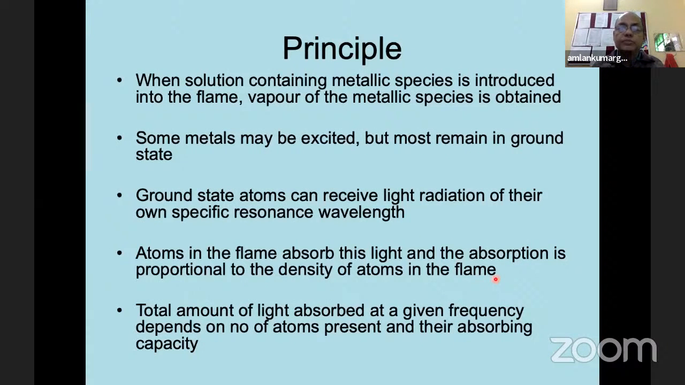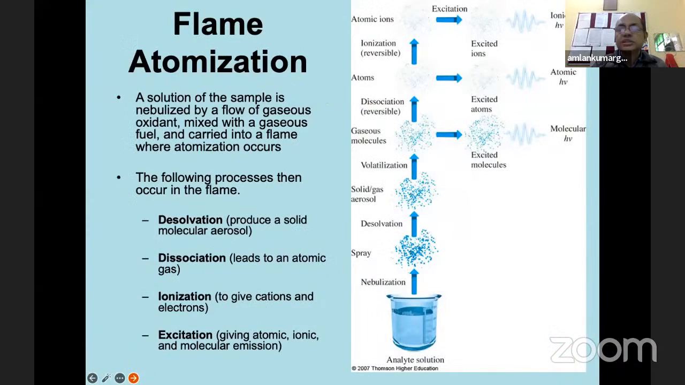The atoms in the flame absorb this light, and the absorption is proportional to the density of atoms in the flame. Total amount of light absorbed at a given frequency depends on the number of atoms present and their absorbing capacity. We don't want to go into much detail. Same thing happens over here. The solution that you are putting in is first desolvated, then it becomes aerosol and solid particles, it becomes gaseous, it becomes atoms, and these atoms will be in the ground state. Atoms will take in radiation of its own specific resonance wavelength.